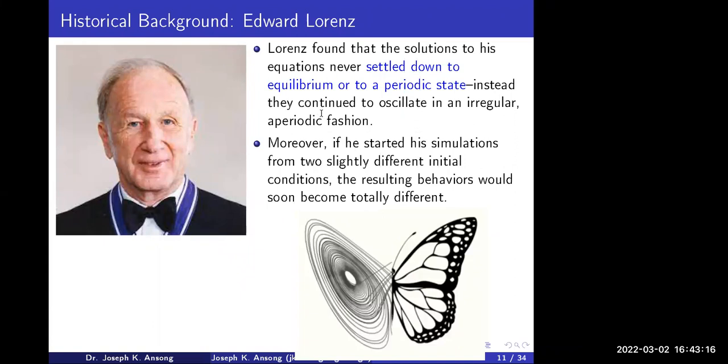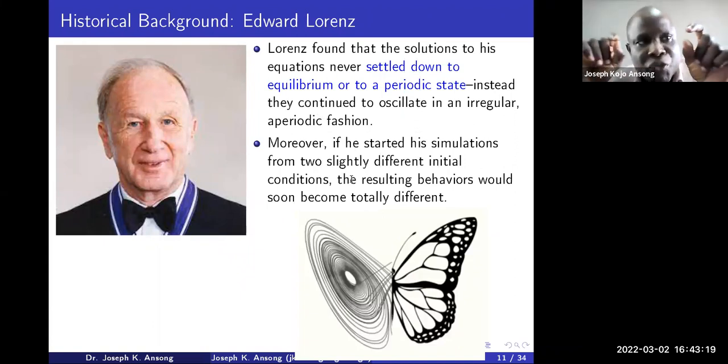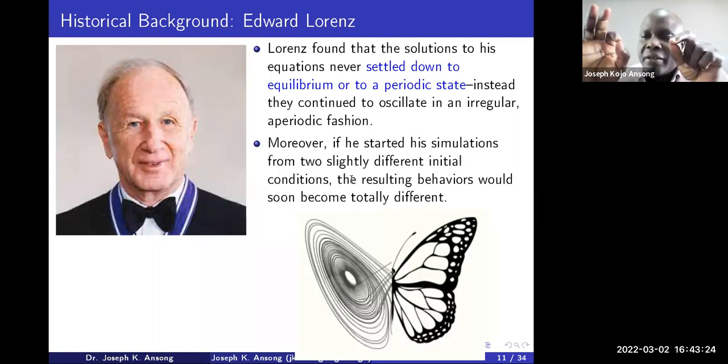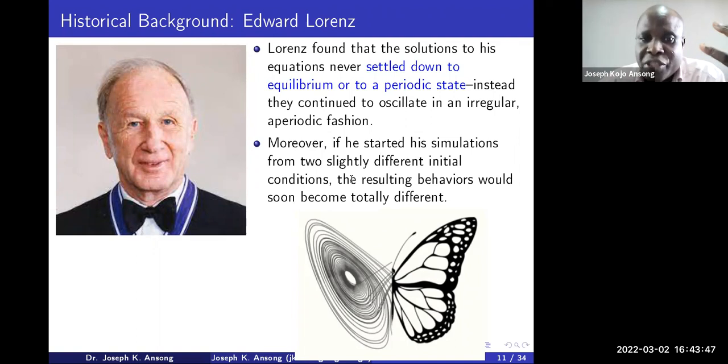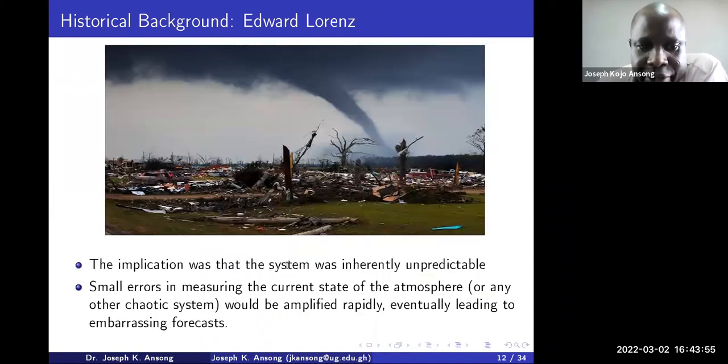Okay, and he also found that if he started his simulations from two slightly different initial conditions, for example 0.1, and then started the same system at 0.11, the results would be totally different from each other. Often you don't want that. We say the system is stable if I start from 0.1 or from 0.11 and I don't expect the final results after a long time of integration to be very different from each other. But in a chaotic system, that can happen. And that was what Lorenz was finding in his experiments.